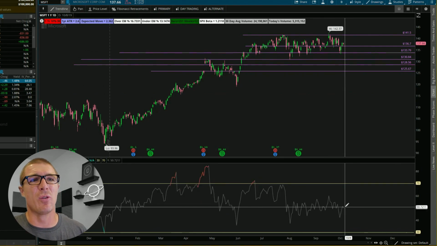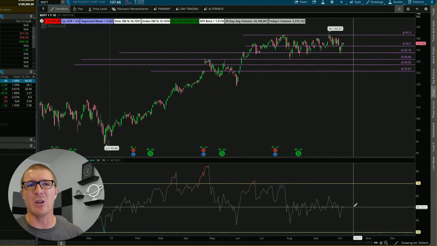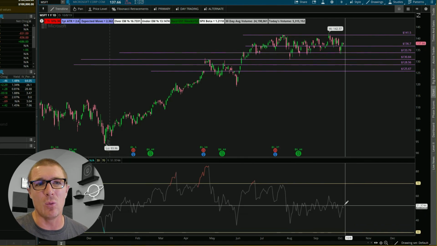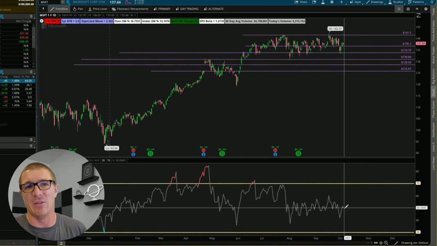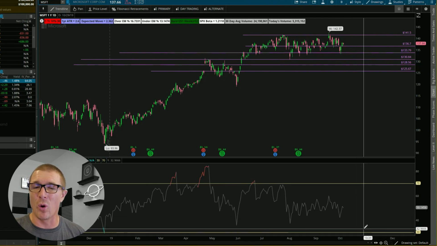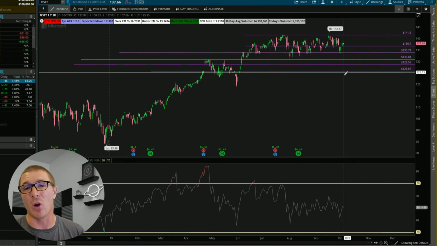RSI is neither overbought nor oversold, so there's really no indication there. If you did want to take something away from the RSI, you could see that it's turning lower. If it is moving lower, maybe it's reaching more of an oversold state, and that would also be bullish.